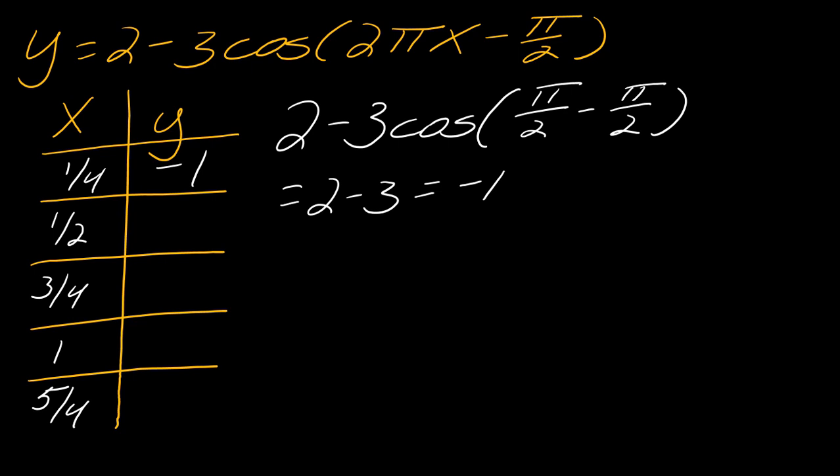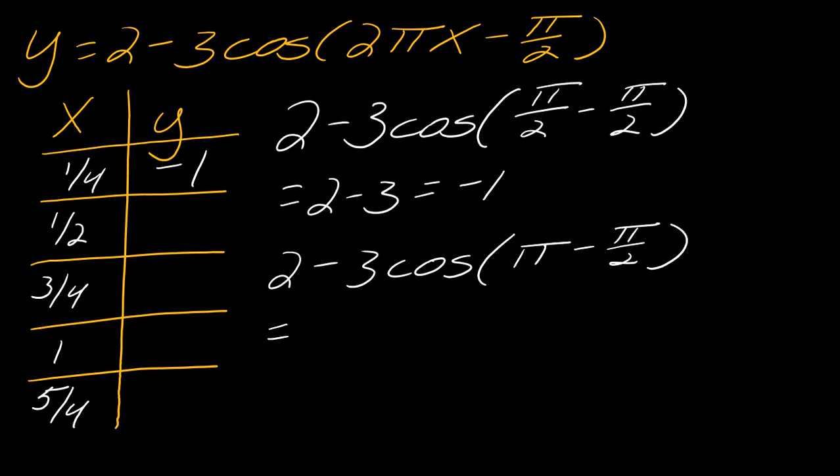And then I've got 1/2. So this becomes 2 minus 3 cosine. So this becomes pi minus pi over 2. And so cosine of pi over 2 is equal to 0. So this is just going to be 2 minus 0. So this will be 2.